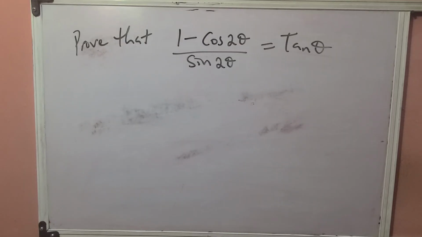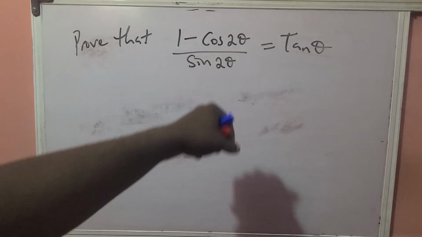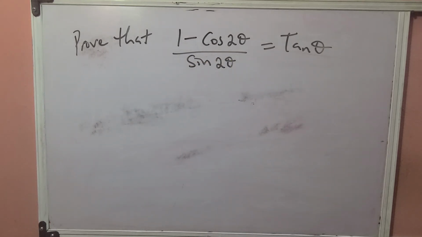All right, so I would love you to make an attempt on this. We have 1 minus cos 2 theta over sine 2 theta. We're told to prove that that is equal to tan theta.